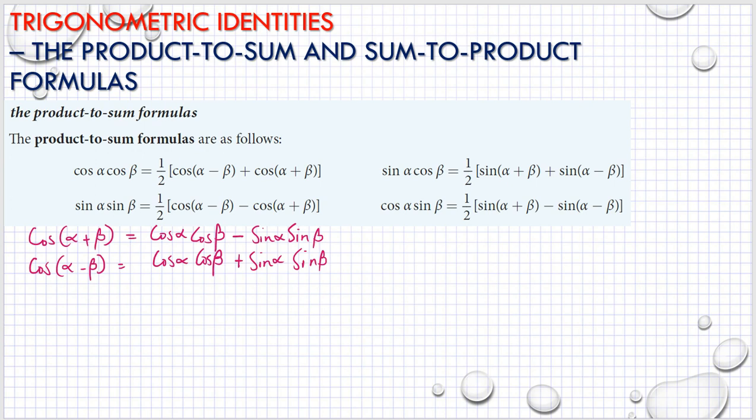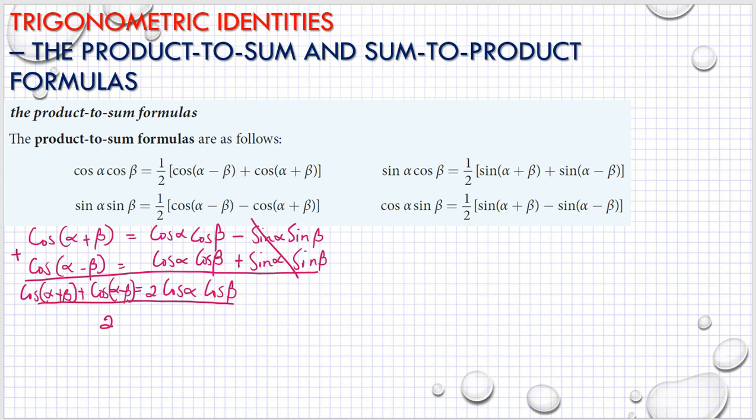So if we're going to add this, then this will become 0. Then we have 2 cosine alpha, cosine beta is equal to cosine alpha plus beta plus cosine alpha minus beta. If we divide both sides of the equation, then we get this one.